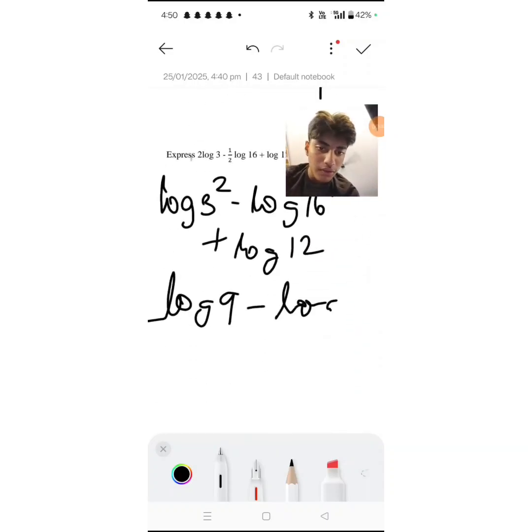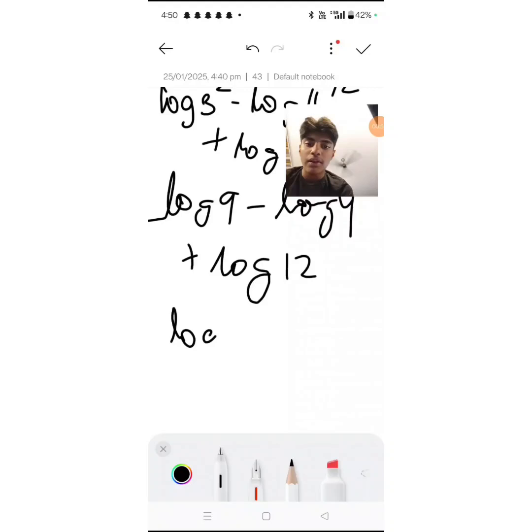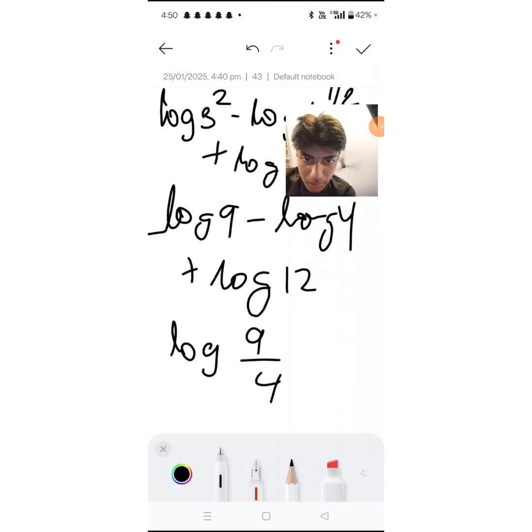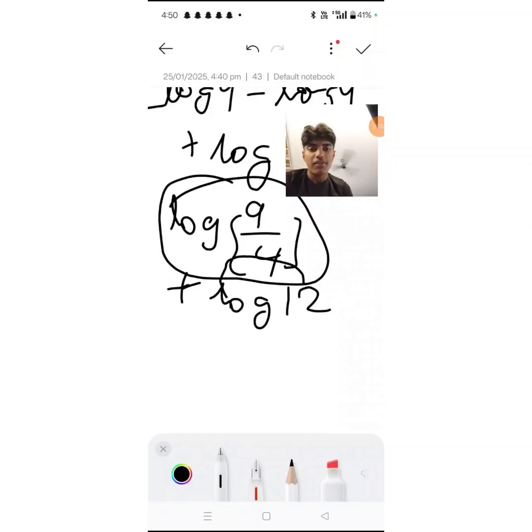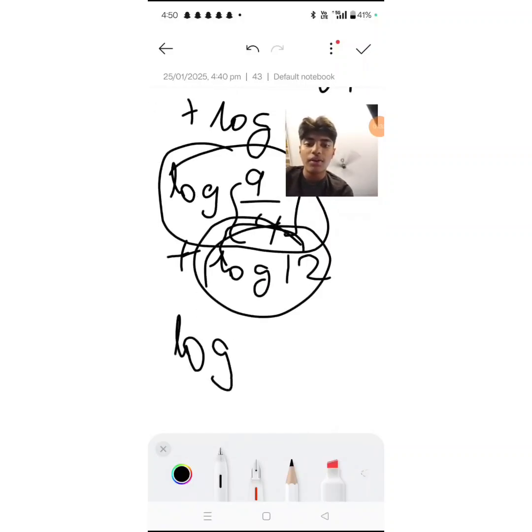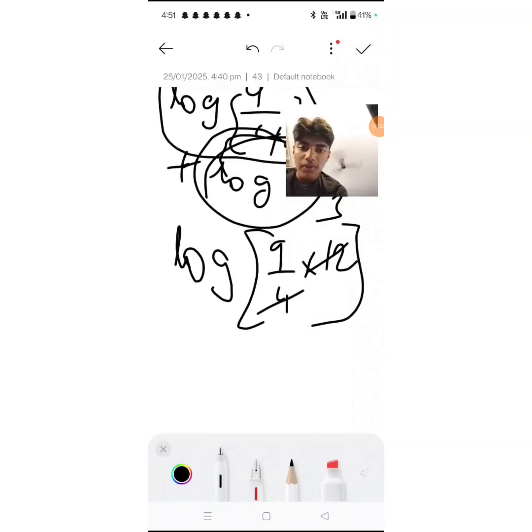So this is log 4, plus we have log 12. Now log 9 minus log 4: log m minus log n is equal to log m by n. So we can rewrite this as log 9 by 4, right? Plus log 12. Now we have this in the format of log m plus log n, which is just equal to log mn, right? So we can just say this is log 9 by 4 times 12. 4 goes thrice in 12, so this is just 3 times 9, which is just log 27.